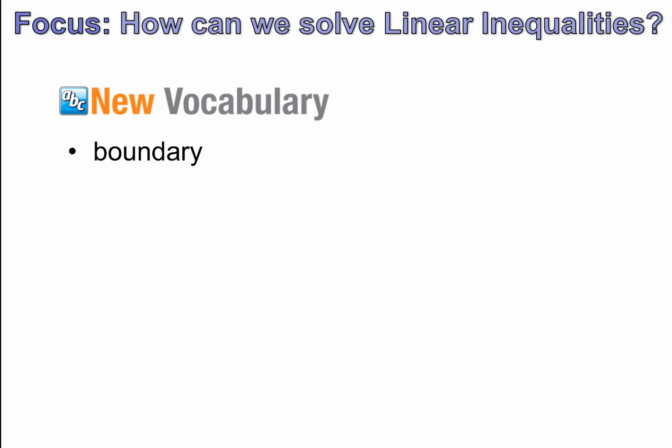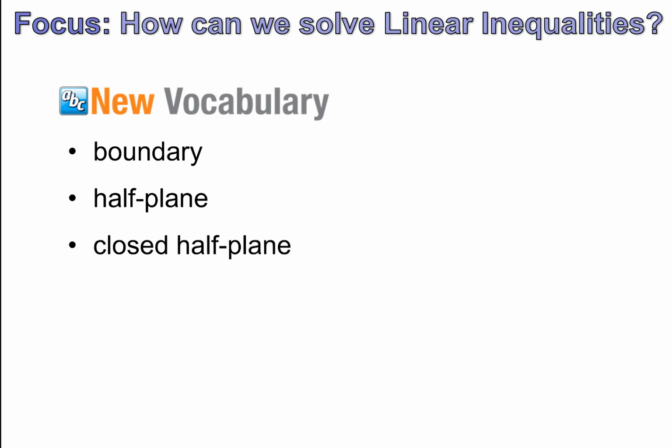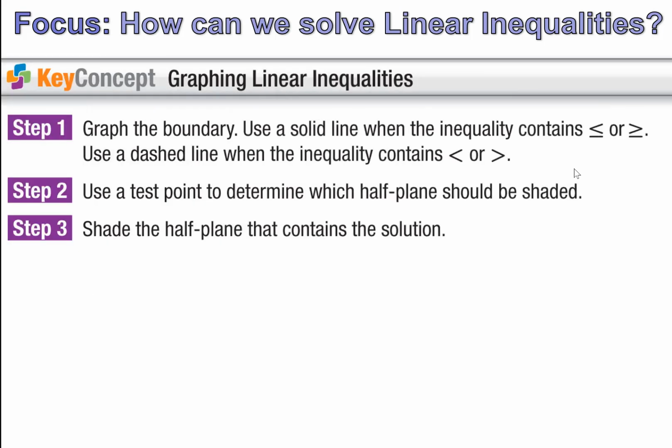So first thing we need to do is graph our boundary line. Then we're going to decide which half plane is included in our solution set. It's going to be a closed half plane if the boundary line is included. It'll be an open half plane if the boundary line is not included in the solution set. So pause the video so you can copy down these steps.